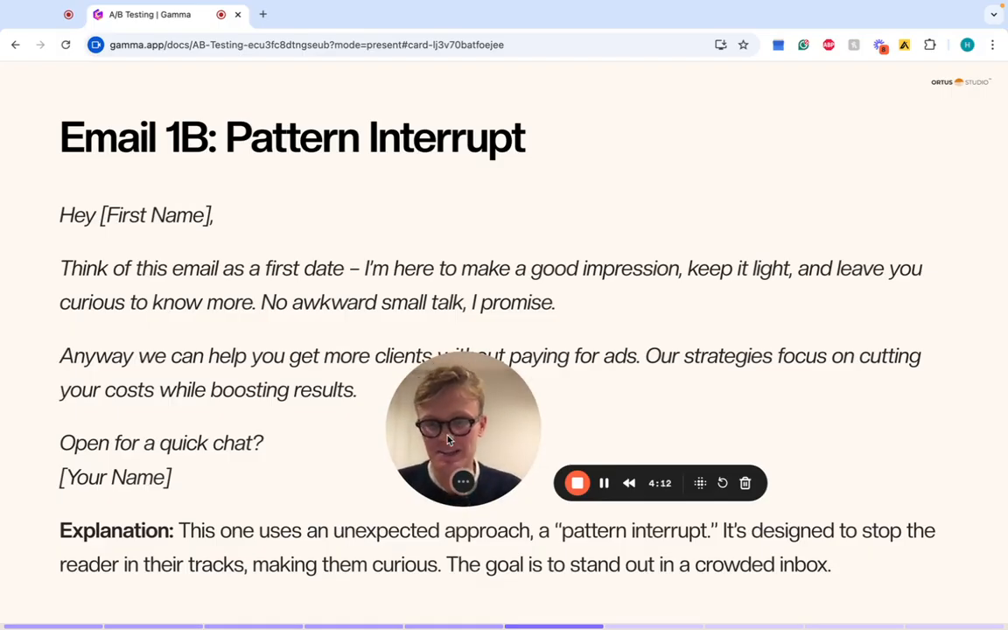So this one uses an unexpected approach, as I said, the pattern interrupt. It's designed to stop the reader in their tracks, making them curious, and ultimately, as I said, the goal is to stand out in a crowded inbox.